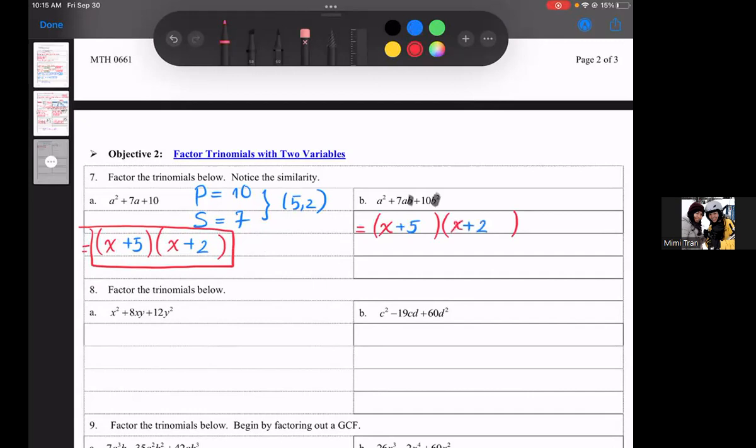And once you've factored A squared plus 7A plus 10, now you open up your B part, and all you do is just fill out the B next to the constant. Then you're done. So that's a little trick. How do I know that I got it right? I'm going to check.